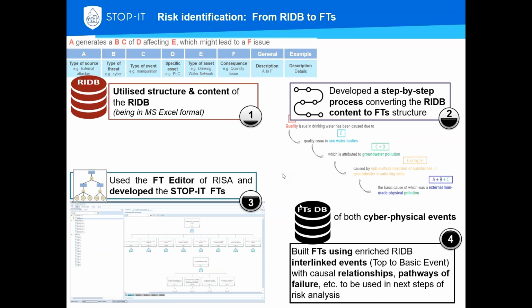Now, in order to assist utilities during the step of risk identification, we have utilized the content and the structure of the RIDP. We have followed the structured process of converting the RIDP content to fault trees. The fault trees were created by using the fault tree editor tool, which has been delivered by RISA, and we eventually built the topic generic fault trees. While building them, the fault trees have been enriched with additional events. And apart from the events and through the structure of the fault tree structures, the user can visualize also the causal relationships of events and the pathways of failures.